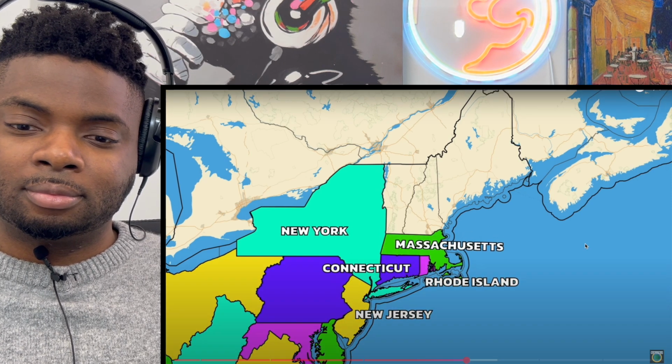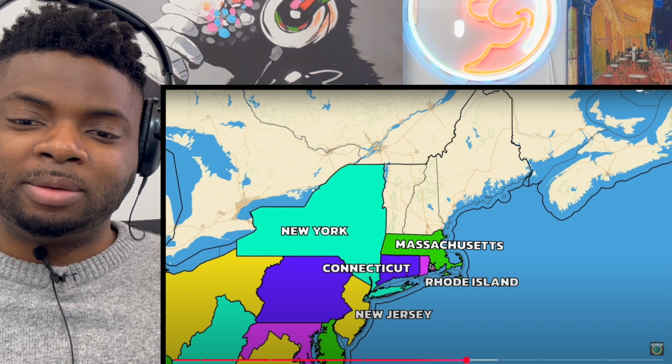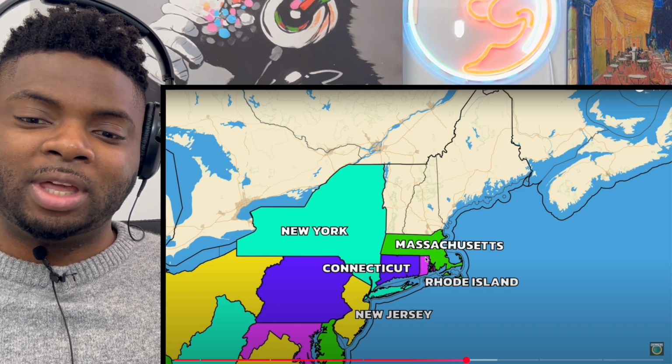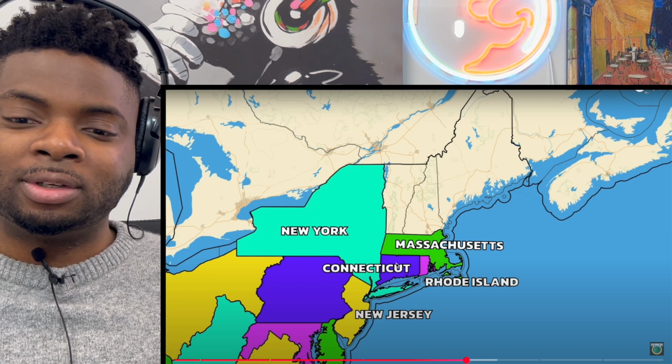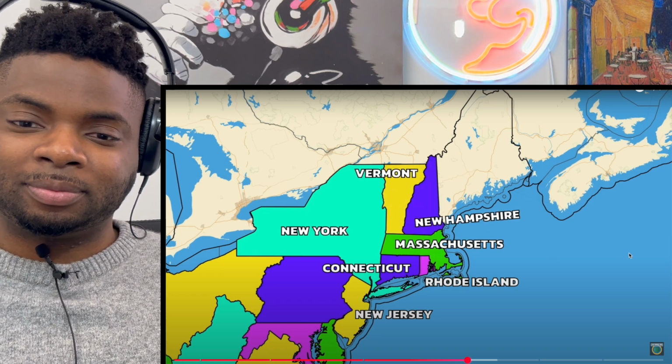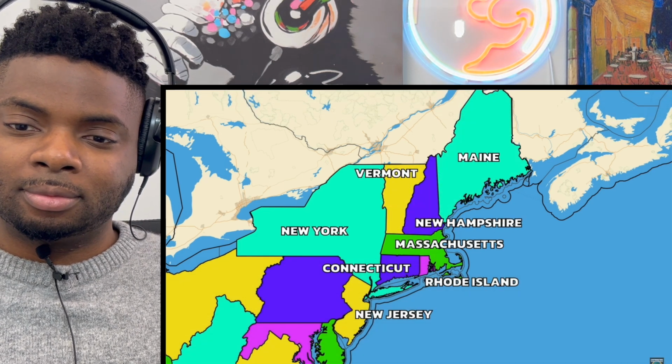New Jersey, New York, Connecticut, Rhode Island, Massachusetts, I mean, you could argue that Rhode Island being so small, why not just join it with Connecticut? But then why should they have to lose their statehood just to make it look neater, I guess? Vermont, New Hampshire, and Maine get to keep their current borders.